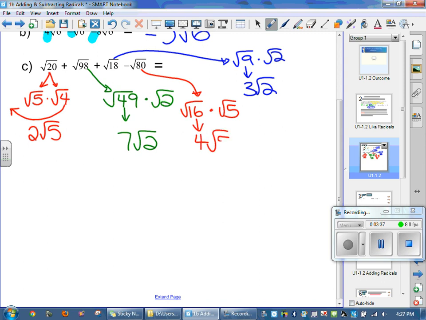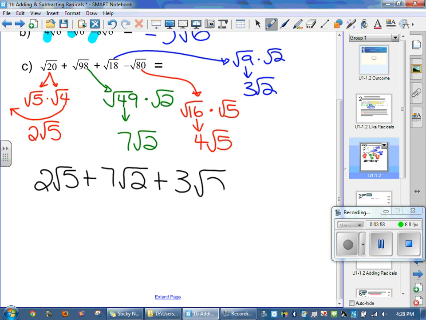Now I rewrite my expression with my simplified forms. Root 20 becomes 2 root 5, plus root 98 becomes 7 root 2. Then I've got my root 18, which becomes a positive 3 root 2. And then I add my negative root 80, which became a negative 4 root 5 on the end.